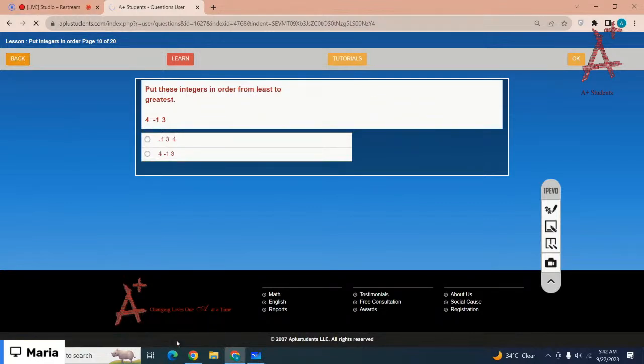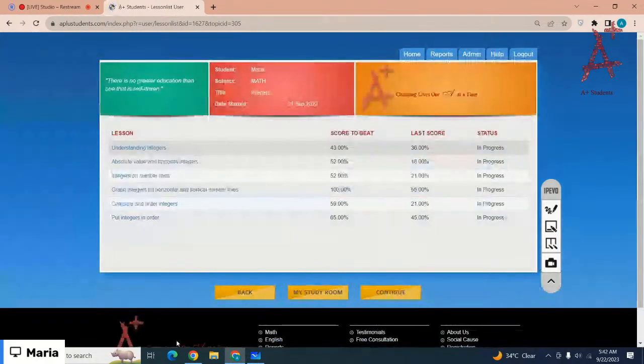So we're working on grade 6 maths. The chapter we're working on is integers, and the lessons we have covered from the integers are understanding integers, absolute values and opposite values, integers on number line, graph integers on horizontal and vertical number lines, compare and order integers and put integers in order, right?